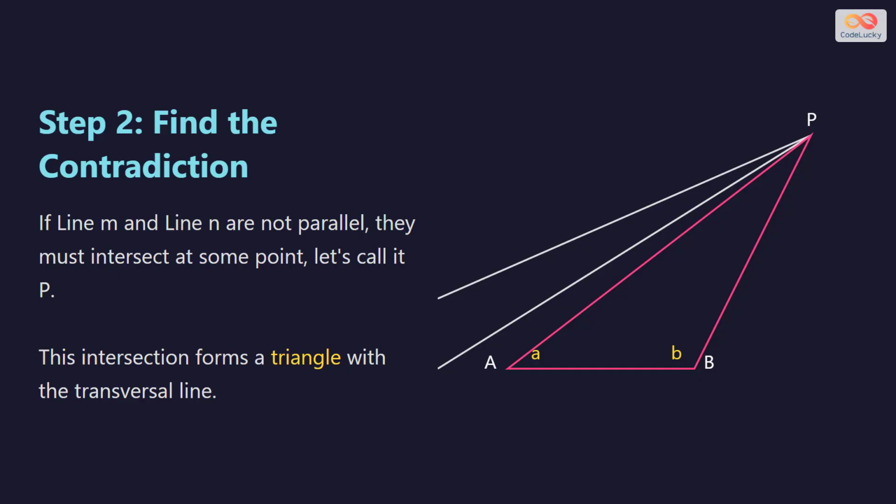Following our assumption, if line M and line N intersect, they form a triangle with the transversal line. You can see this new triangle on the screen. With vertices we can call A, B, and P, the angles A and B from our original setup are now inside this triangle.